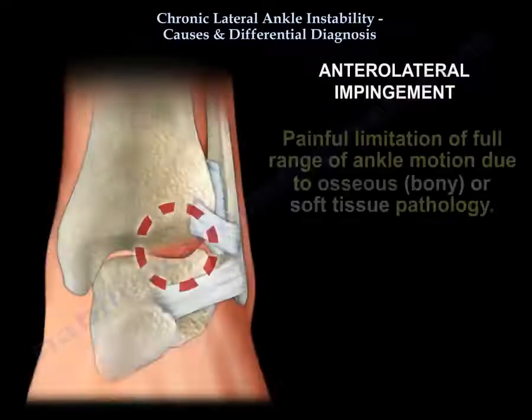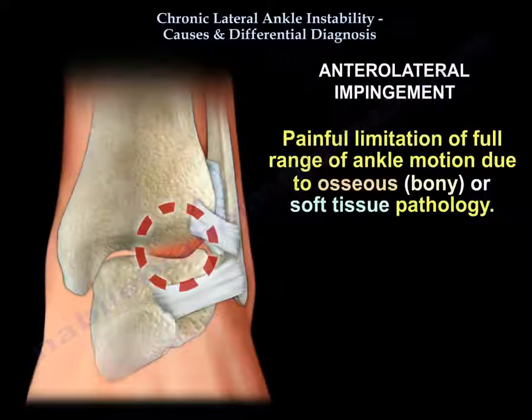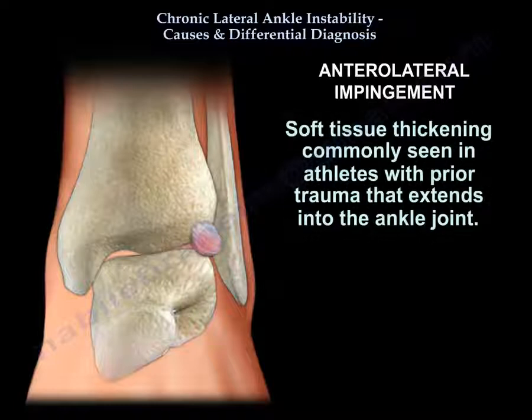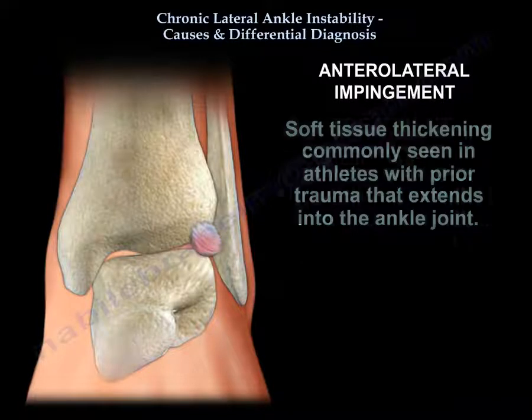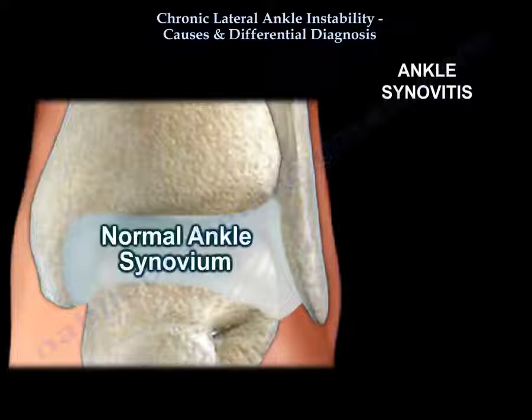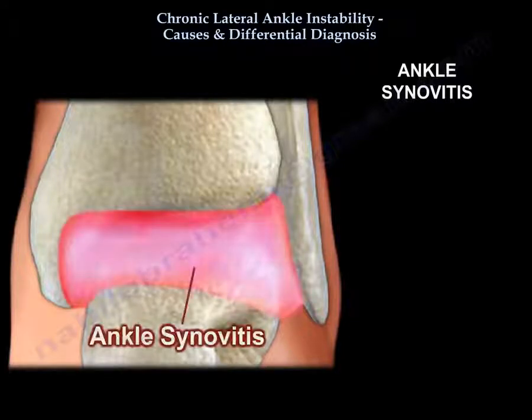Anterolateral impingement. The anterolateral impingement can be caused by soft tissue thickening, and it is seen in athletes with prior trauma that extends into the ankle joint. You do physiotherapy and injection, you scope, you debride that impingement. Ankle synovitis, you do synovectomy.